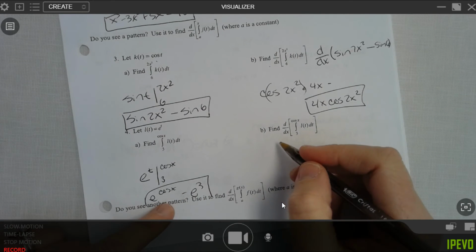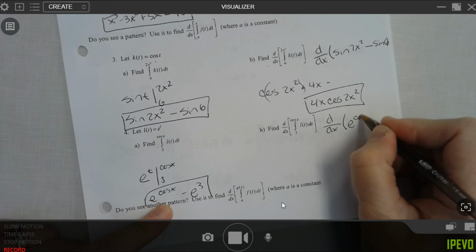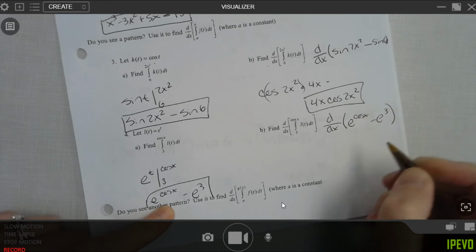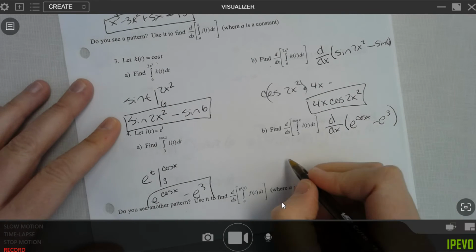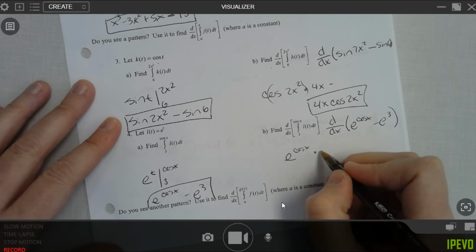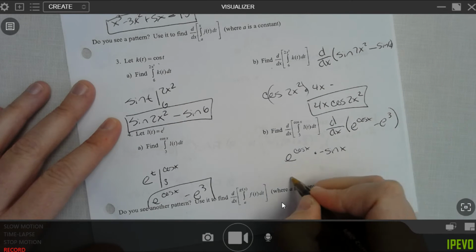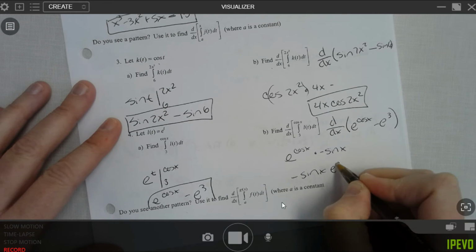So now take the derivative of this function. The derivative of e to the x is e to whatever that is times the derivative of the exponent. So the derivative of that is negative sine x. Derivative of a number is 0. So this becomes negative sine x times e to the cosine of x.